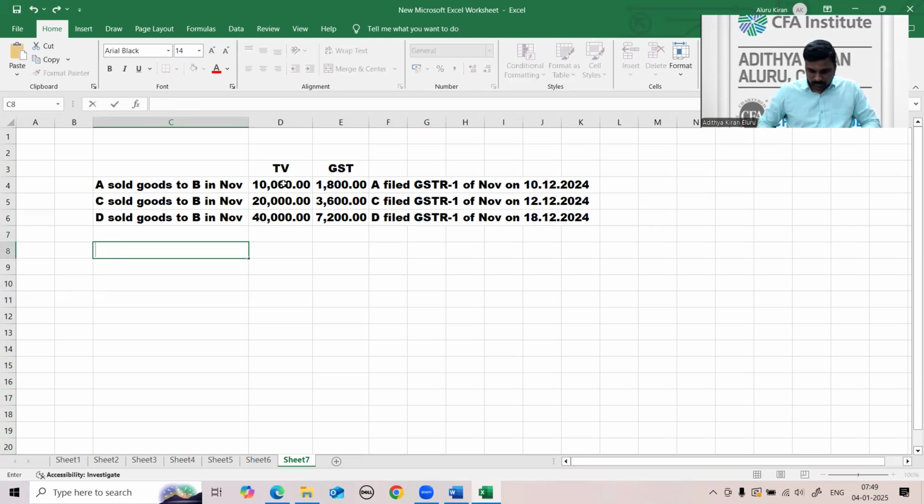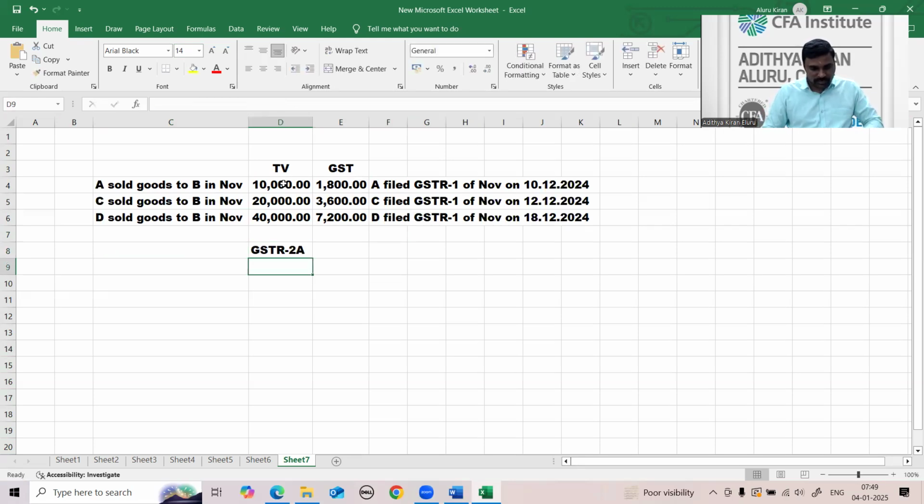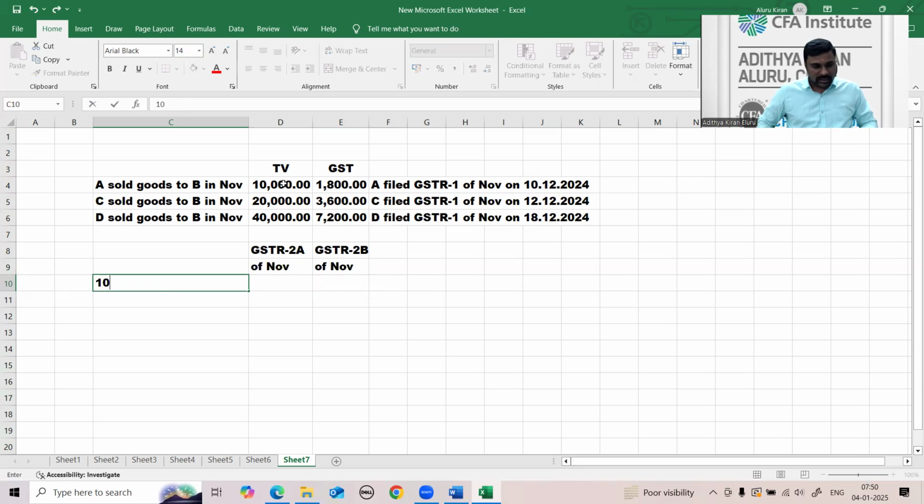GSTR 2A of November month. GSTR 2B of November month, 10th December. So it contains only details of A, details of goods furnished by A.